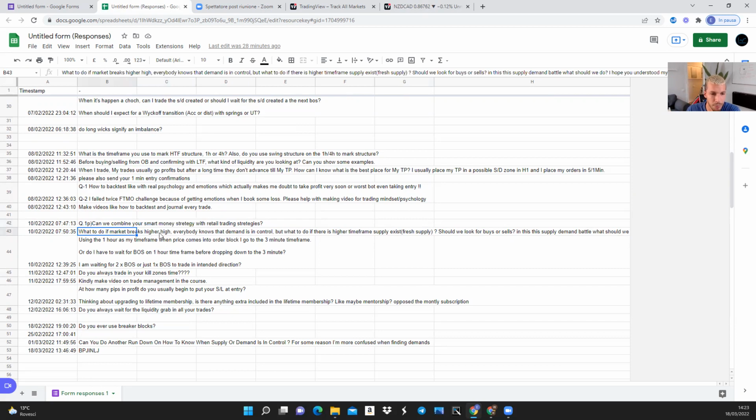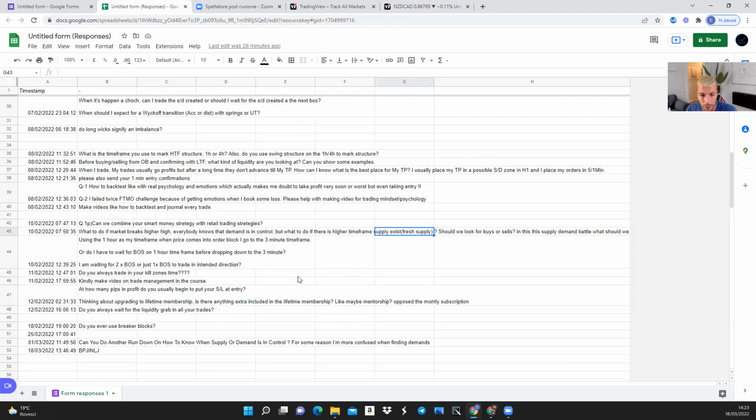What to do if market breaks higher high? Everybody knows that demand is in control, but what to do if there is higher time frame supply? That's what I showed earlier. Example, NZD CAD, I would say, was the perfect example. I would trade with the trend, but of course, if there is higher time frame supply, it depends on the higher time frame's direction also. If higher time frame is bearish and we reach supply, then I will look for sells. If lower time frames are bullish, I wait for lower time frames to align with higher time frames bias.